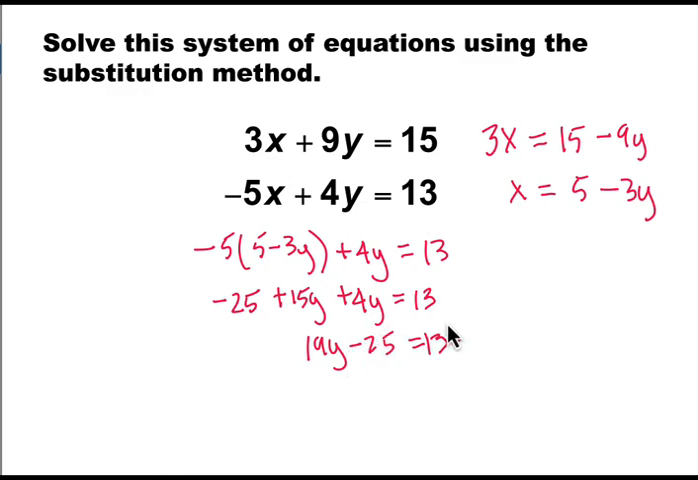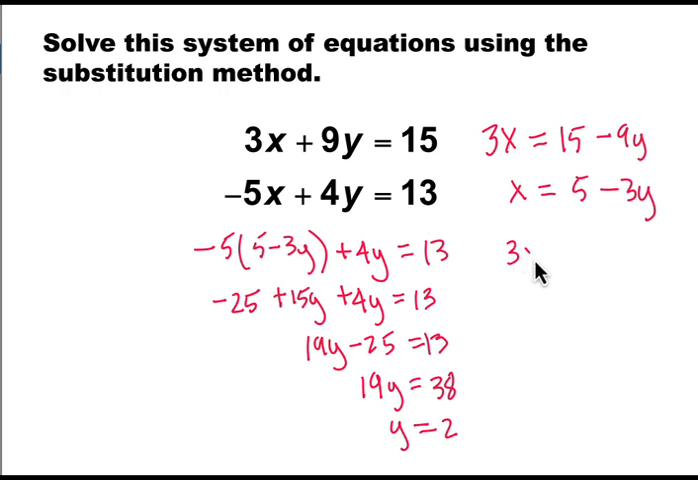We add 25 to both sides of the equation and we get 19y equals 38. Dividing both sides by 19, we get y equals 2. We take this value of y equals 2 and plug it into one of the equations to solve for x.